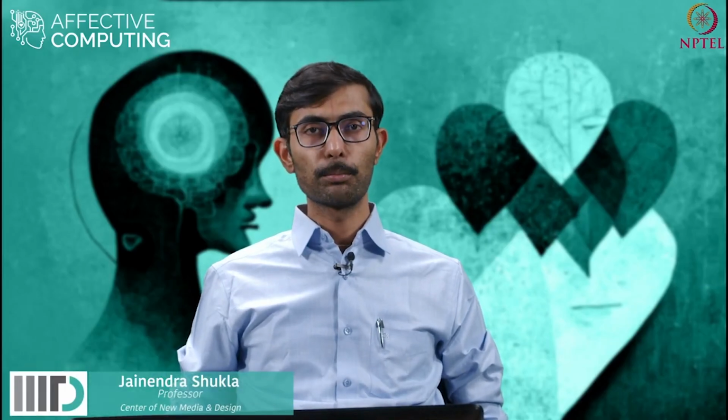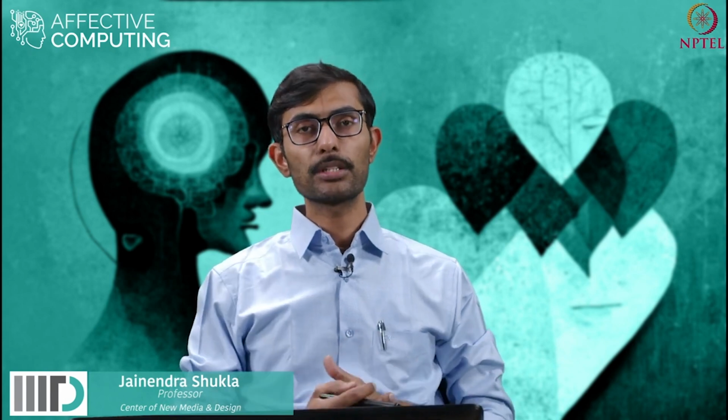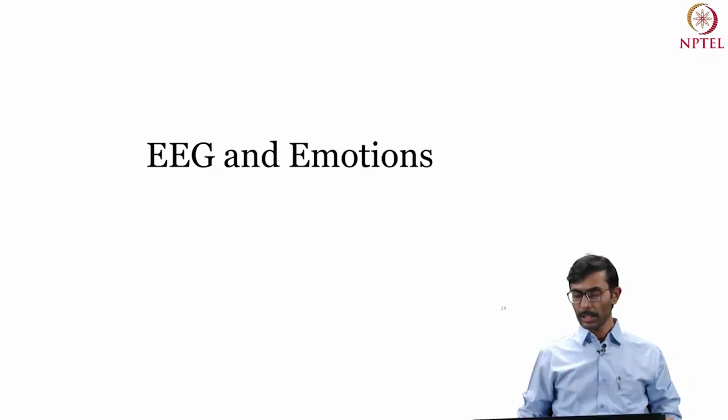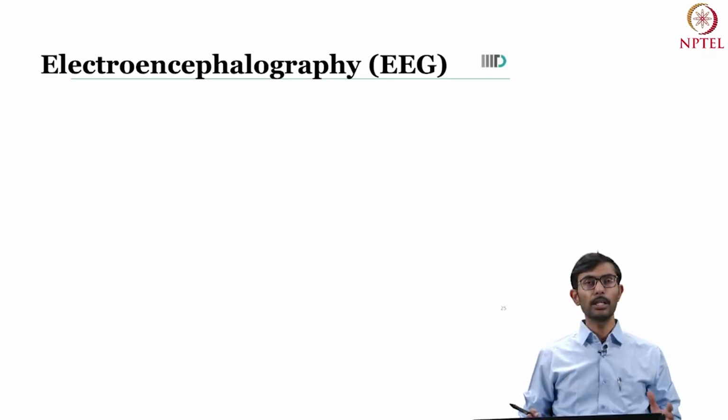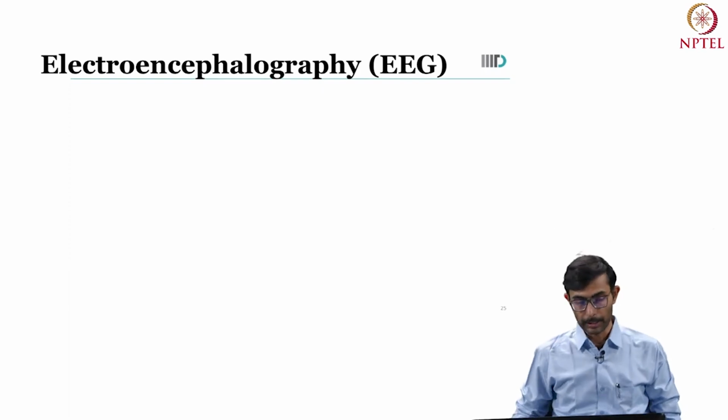Hi friends. In the last module, we looked at the emotions in the GSR signal, a very popular physiological signal to observe the emotions. Now in this module, we will again look at a very common physiological signal, which has become very popular in recent years, the EEG signal, or as it is known, the electroencephalography signal.